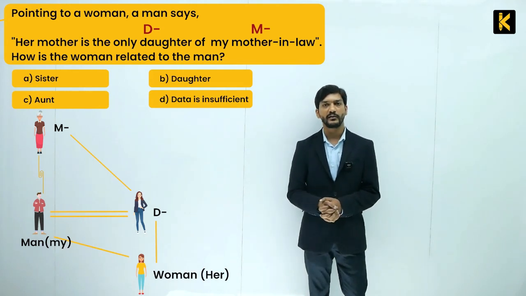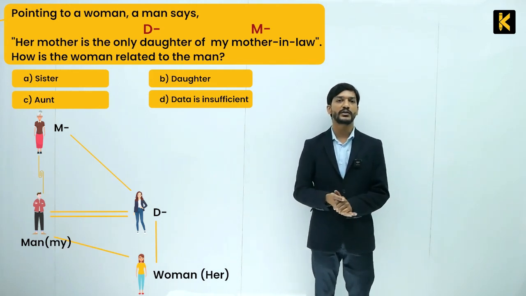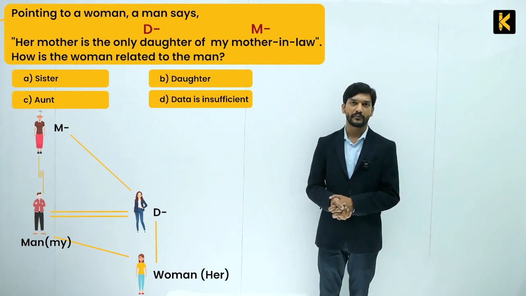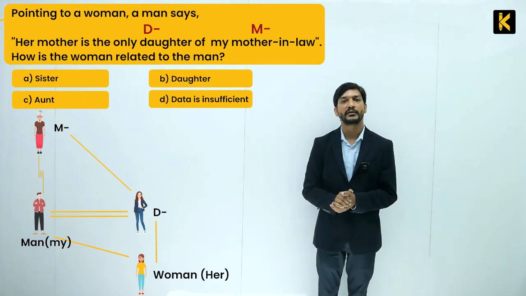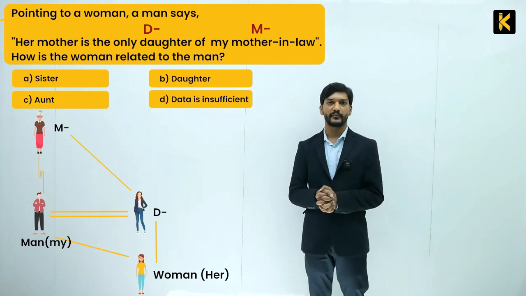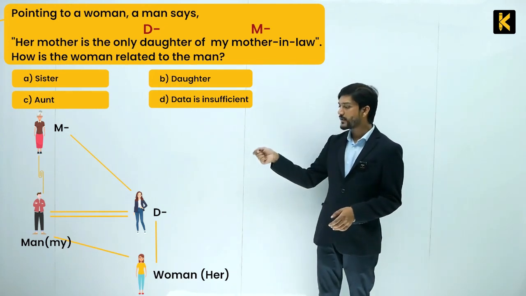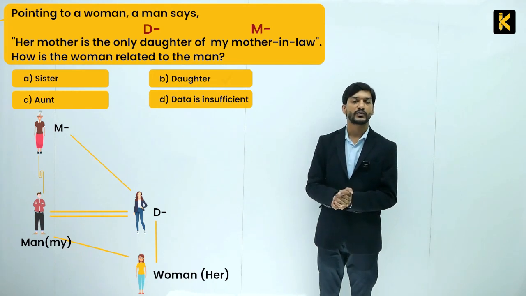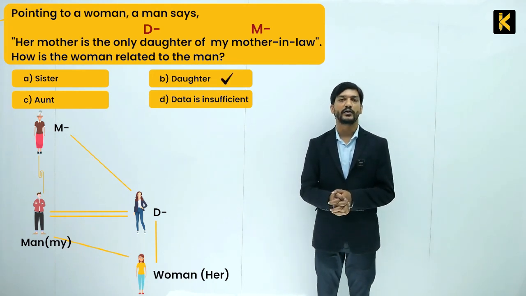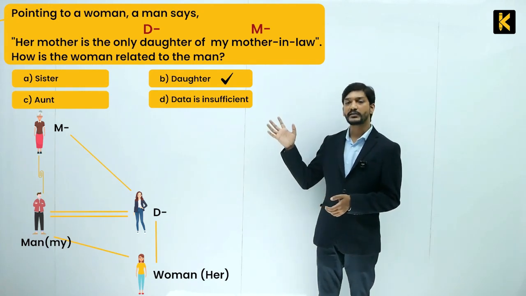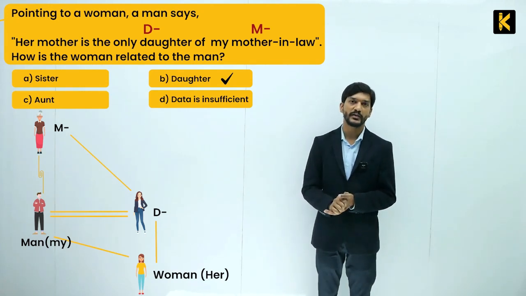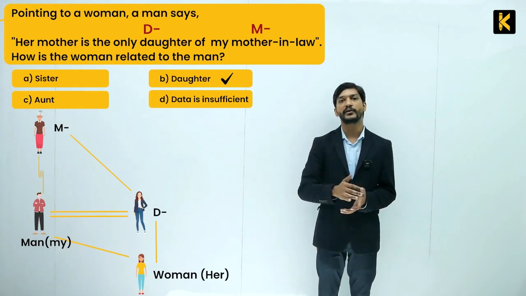Now what they are asking? They are asking how is the woman related to the man? So the man and woman share a father-daughter relationship. That's why I have represented a single line as well. So the woman is the daughter of the man. I hope with the same procedure we have solved this question, and things are more clarified with every question. Alright students, let's read the next question.